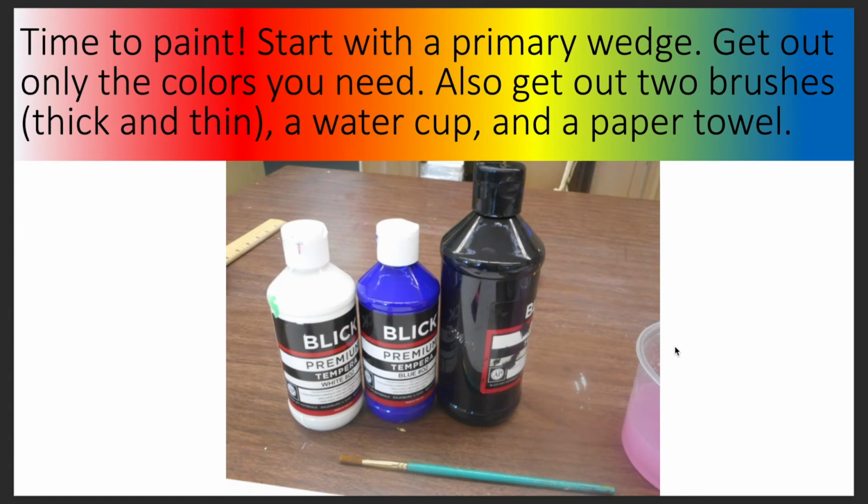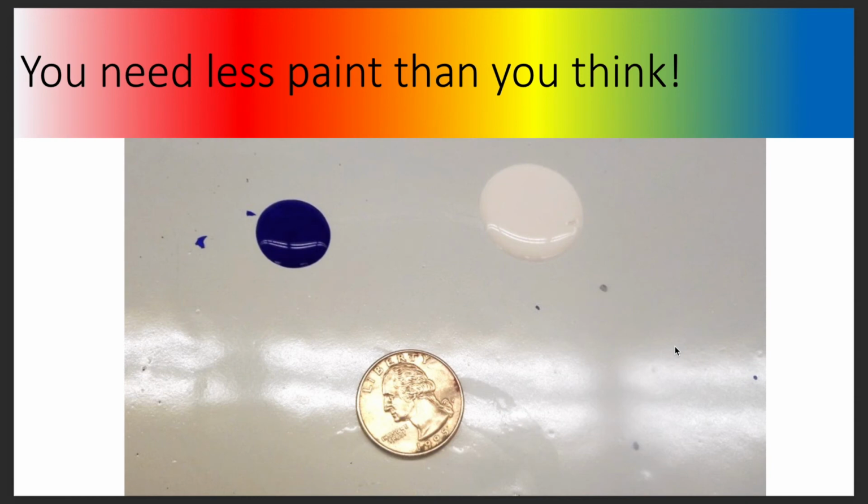All right, so it's time to paint. Start with a primary wedge, so you can either choose your blue, your red, or your yellow wedge. Get out only the colors you need. You also need 2 brushes, a thick and a thin one, a cup of water, and a paper towel. You need less paint than you think. So there's the quarter. That's how much paint you should be putting on your palette. Please don't waste the paint.